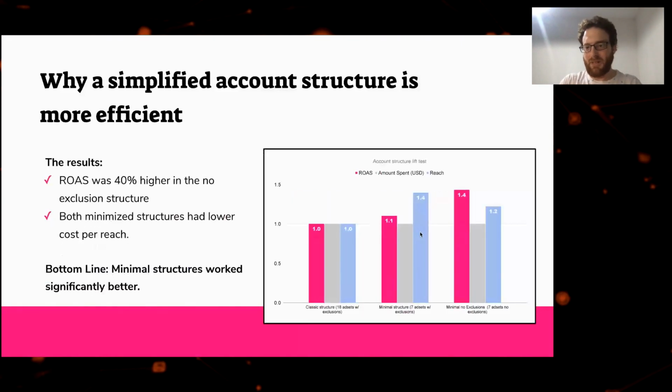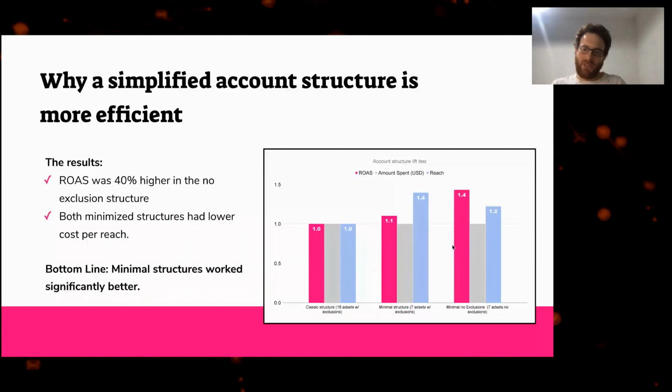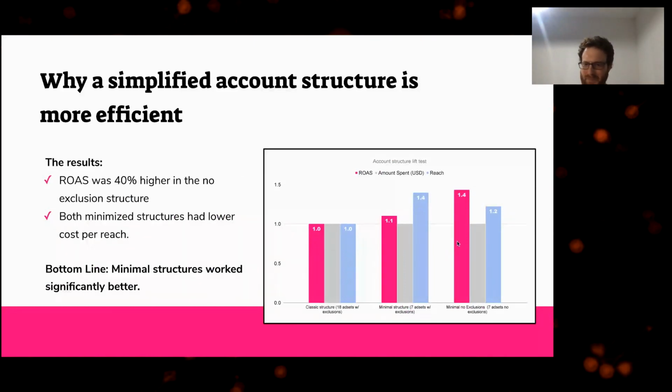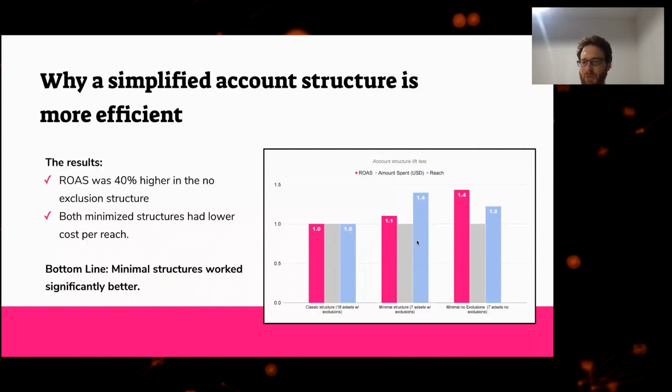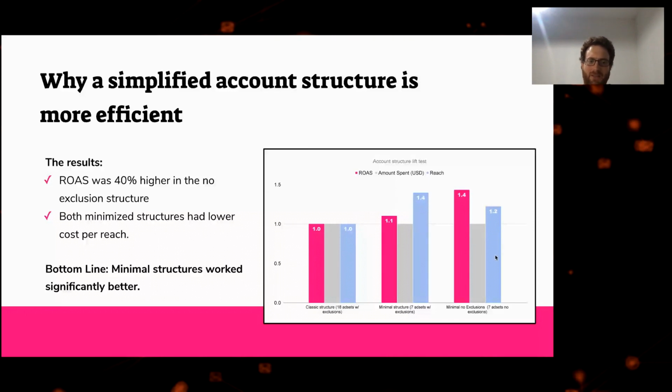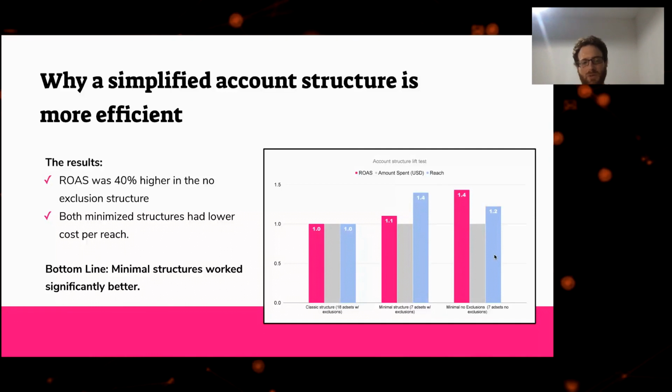So the results were very conclusive. 40% increase in ROAS. You can see it in the pink columns. Basically, the classic segmented version lost in every parameter, also parameters that I don't show here. They also reached more people on both the minimalistic and the no exclusion versions. So, bottom line, minimal structures work significantly better, and I would at least try and see how it works for you.